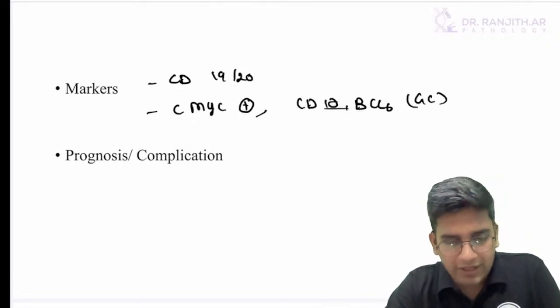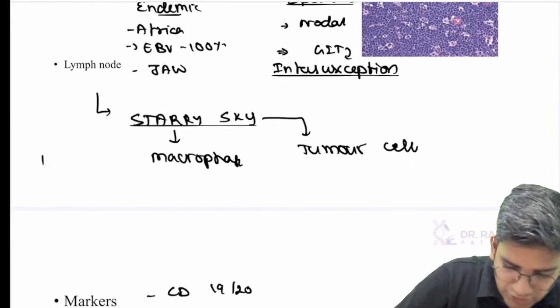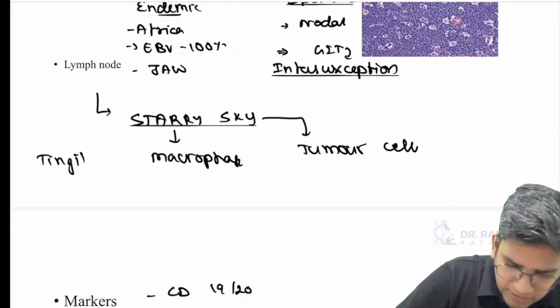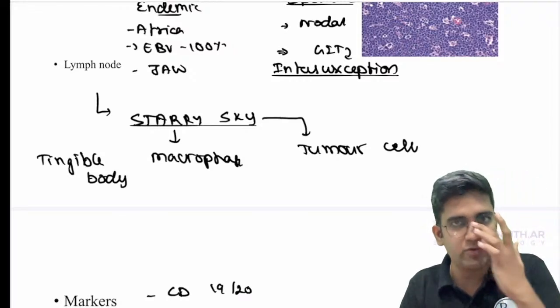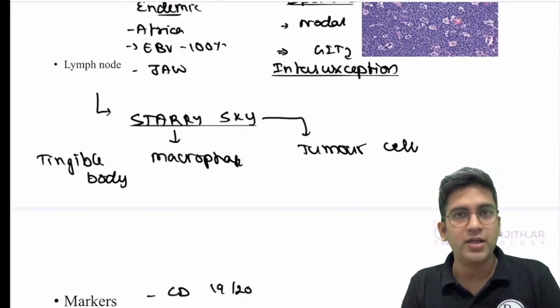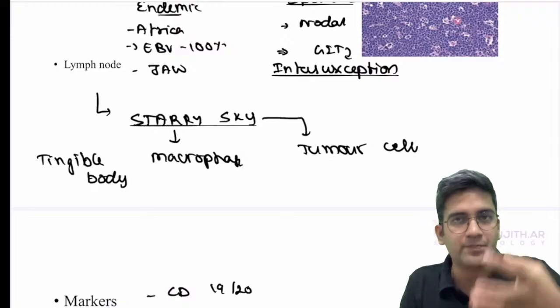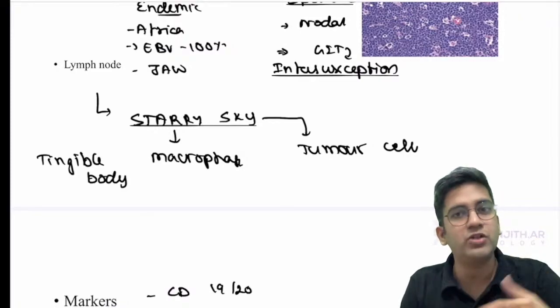Fine. See, the macrophage name is tingible. Okay, we call them tingible body macrophages. What happens here is, since Burkitt's lymphoma is very fast proliferating, the macrophage will keep on eating, but there's no time for them to digest, right?